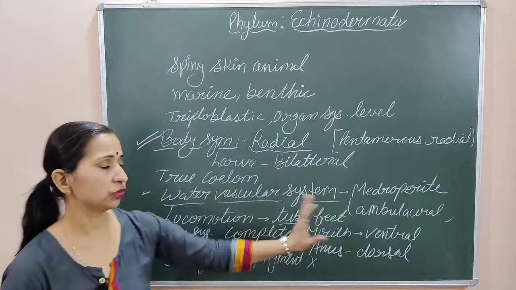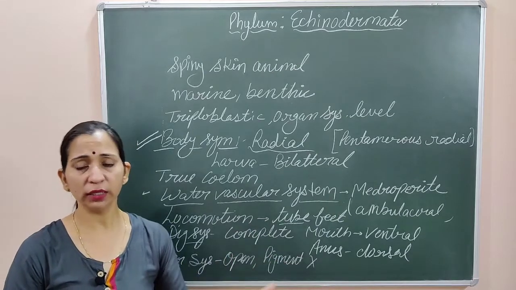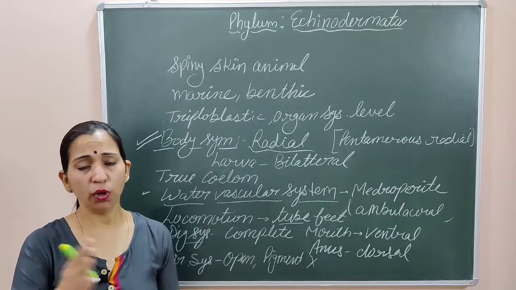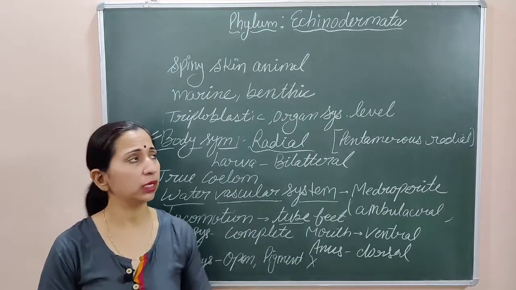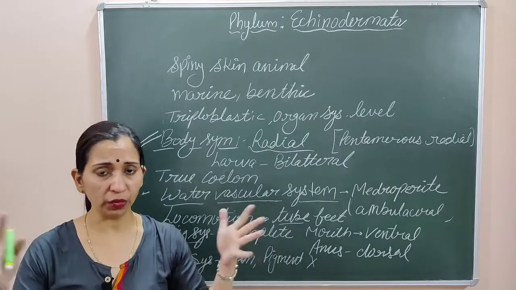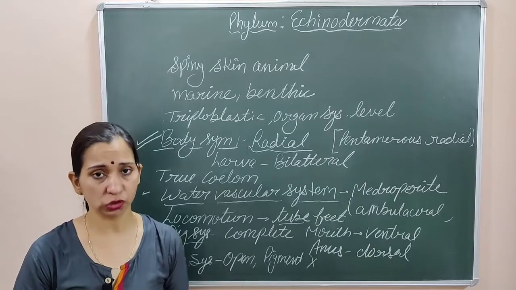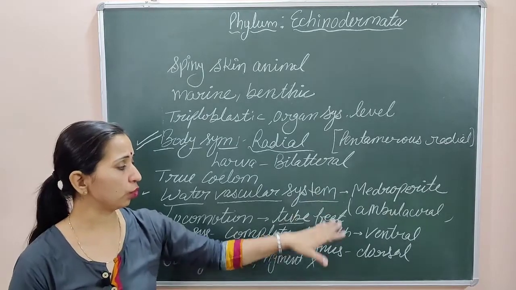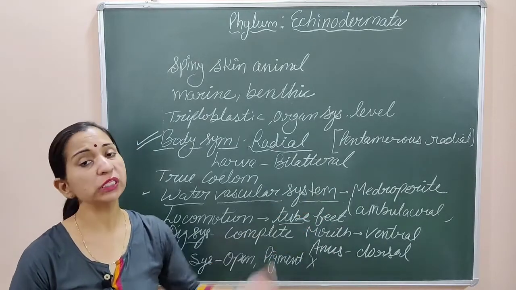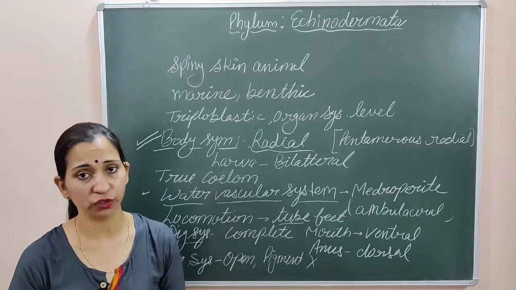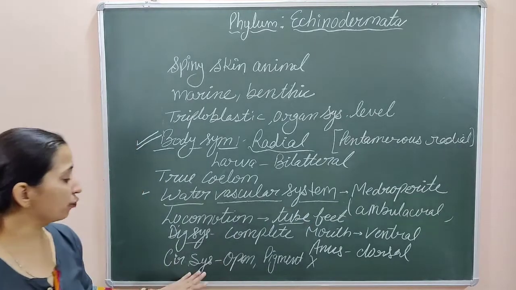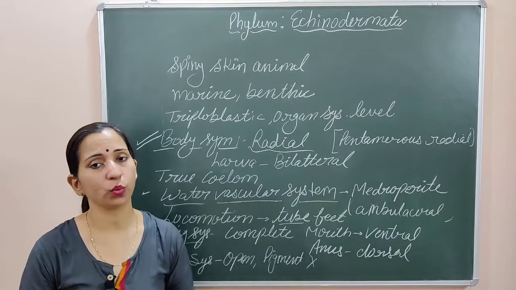The tube feet structures are enough for this, and they have some other structures also. Many different types of structures are found. Echinodermata is a very big phylum, and different animals have different types of gas exchange structures. But tube feet are found in almost all echinoderms, through which they can do their gas exchange also. So a proper type of circulatory system is not required.